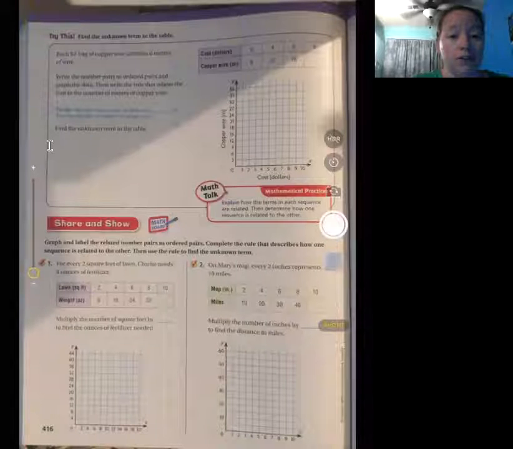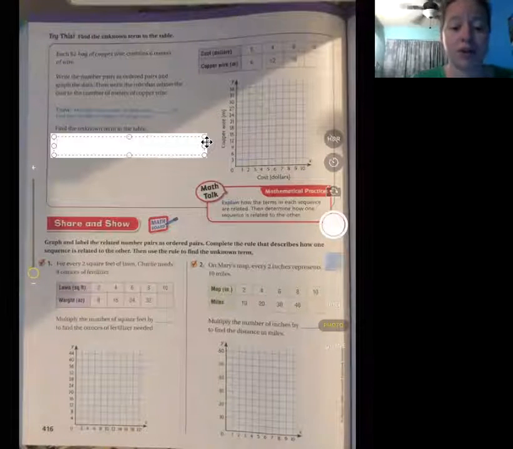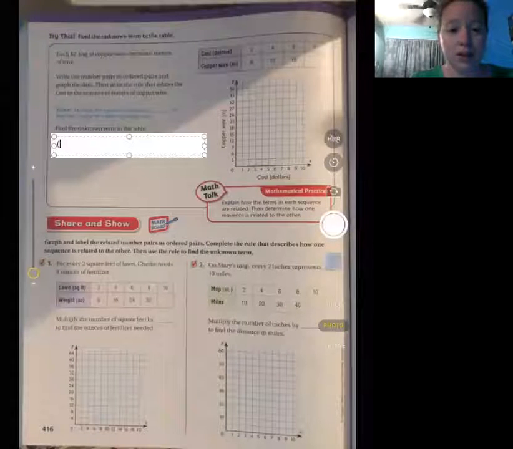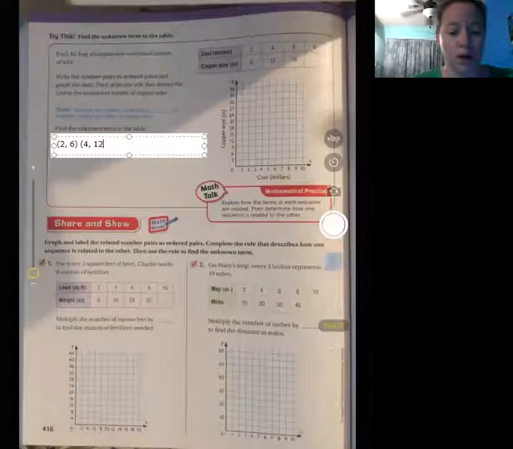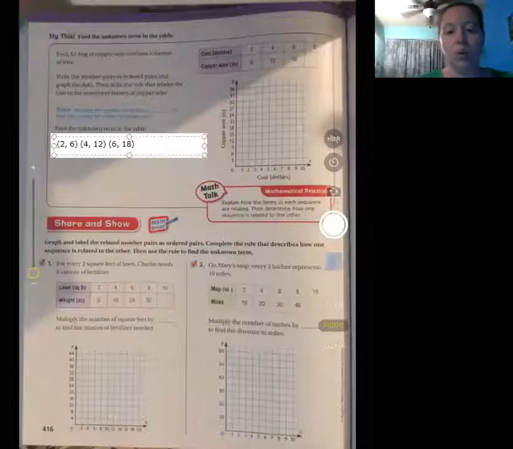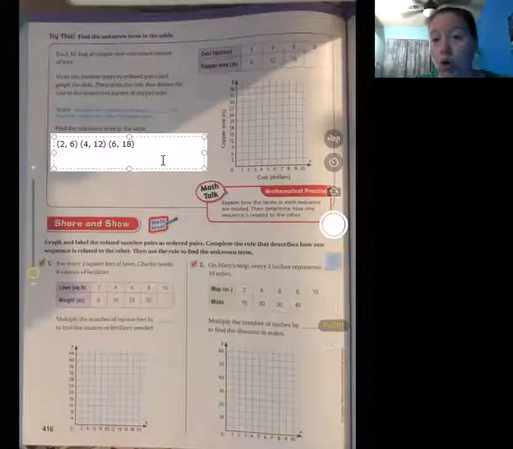Okay, so first off, let's write these as ordered pairs. Remember, top goes with bottom. So in parentheses, the top, which is the 2, and the bottom, which is 6. Top, which is the 4, and the bottom, which is 12. Top, which is 6, and the bottom, which is 18. We know that this is a pattern. We were told outright that this is a pattern.